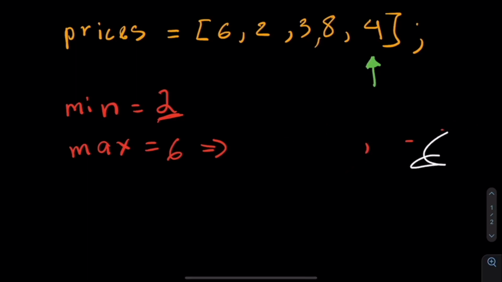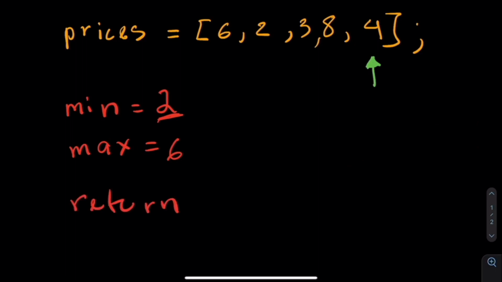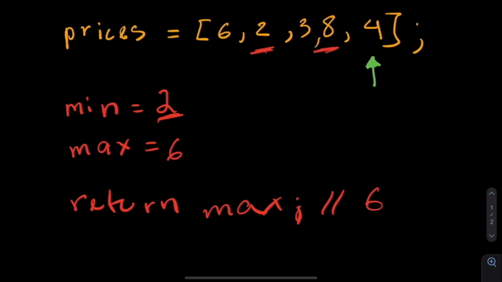At last, the only thing we have to do is return the max variable. Return max, which in this case is 6. And you can easily see here, this is our minimum value, and this is our largest value after it, where we can sell. We can also make this tricky, where instead of doing this, I can move the 2 and the 4.